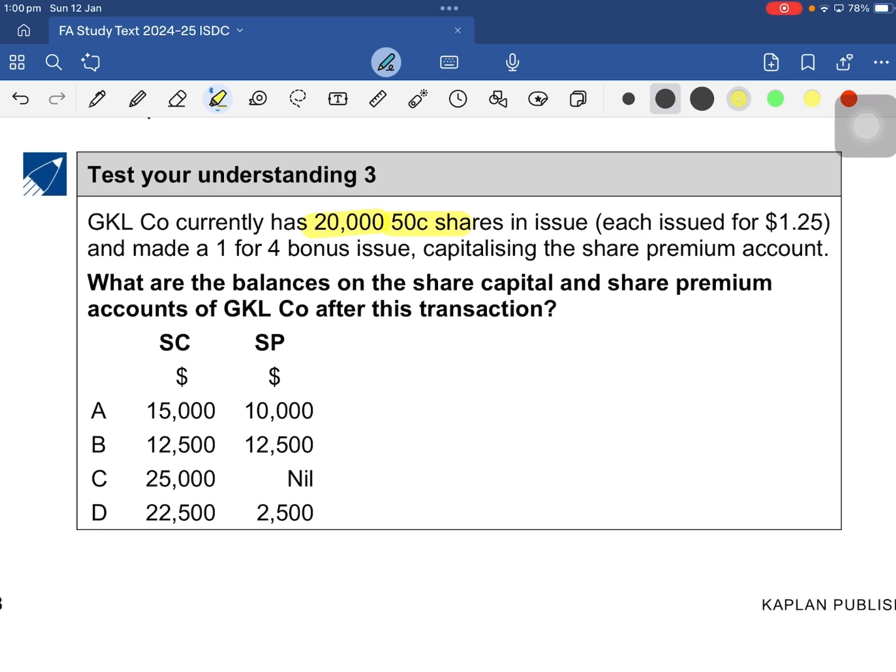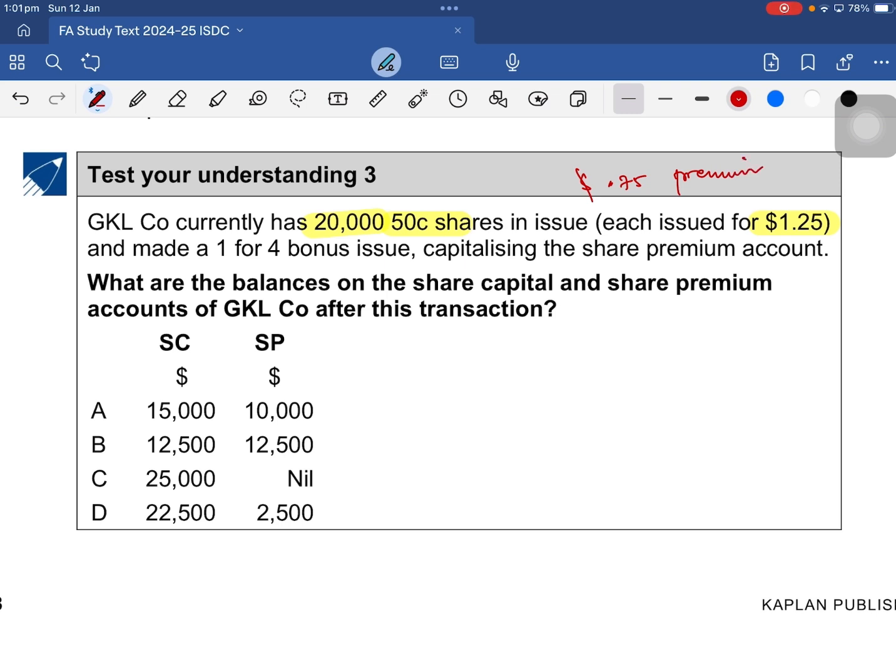And the shares were issued for $1.25. That means the extra 0.75 is there. If it is 0.75, then the premium is 0.75. Clear? 1.25 minus 0.5 would be 0.75. So here $0.75 is the premium.